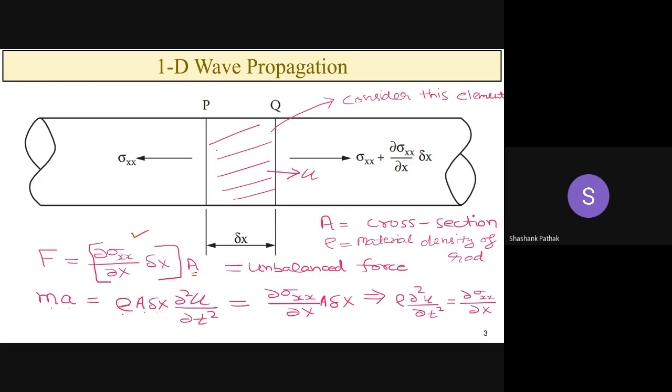So this volume is delta x into A, where A is the cross-section area multiplied by delta x. It gives you the differential volume, which multiplied by density gives you the mass of this particular element, multiplied by the acceleration. So del square u by del t square is nothing but the acceleration of this element. So mass into acceleration equals the unbalanced force, which is this. Once you equate this, it will lead you to this equation. So this is the simple one-dimensional wave propagation equation.